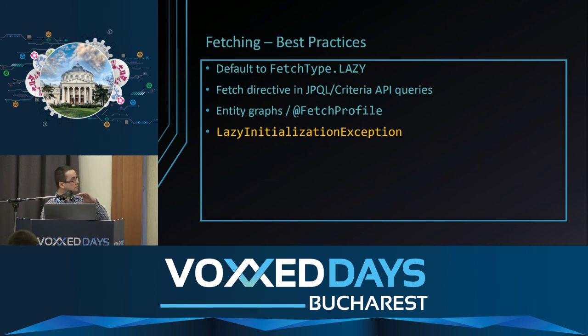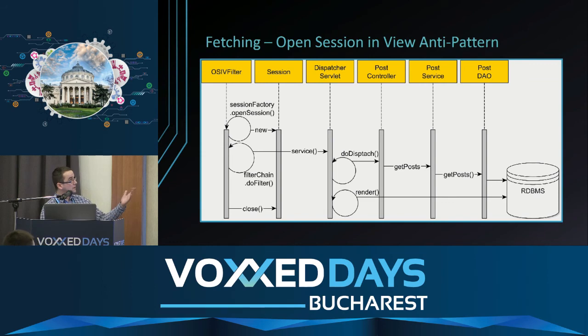The best way is to just use join fetch and fetch just as much data as you need, or even use a DTO. There are also bad ways, like this one. Some call it a pattern, but it's not. It's an anti-pattern. Why is it an anti-pattern?